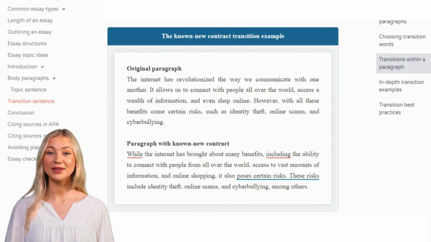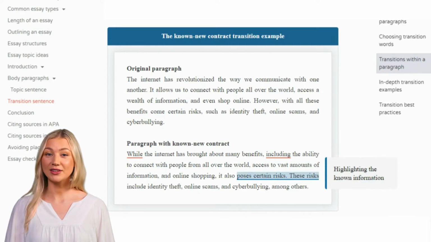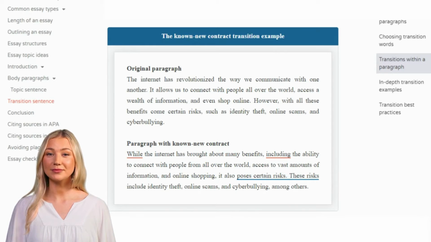As you can see, while the paragraph above doesn't have any transition sentences, the one below is very different. It starts with a transition word to refer back to the benefits of the internet, then another one, such as including, to expand on these benefits. And finally, at the end of the sentence, we see another perspective, which is the potential risks of the subject. Since the reader now knows about this idea, the writer continues by highlighting it.